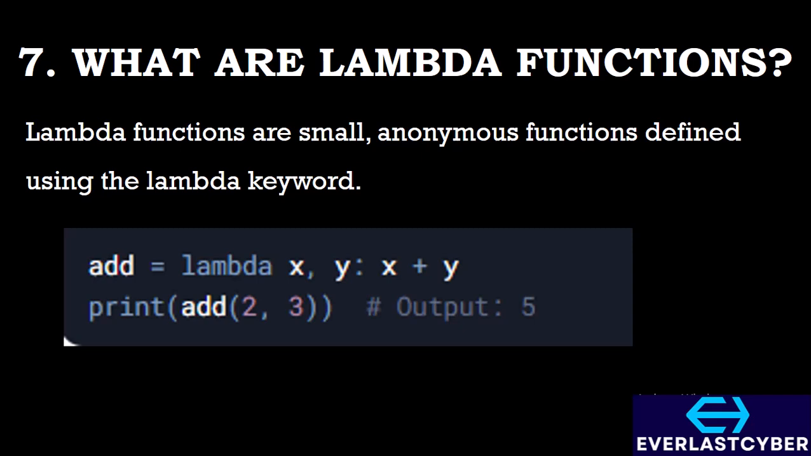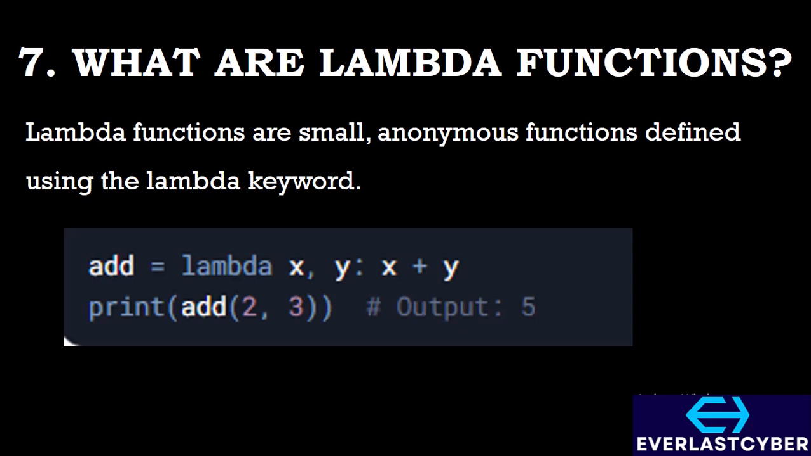Taking a look at what we have on the screen, I'll just give a brief explanation. So lambda x, y is the lambda function that takes two arguments, which are x and y. Now the x plus y we have there is the expression that the lambda function evaluates and returns. The lambda function is assigned to the variable add. Now this add is a function that takes the two arguments x and y and returns their sum.